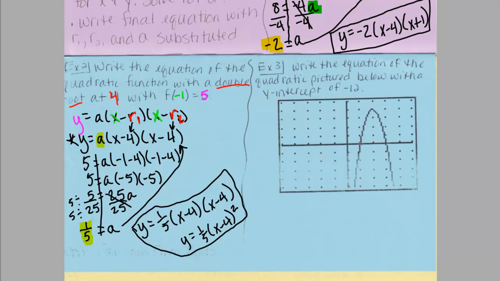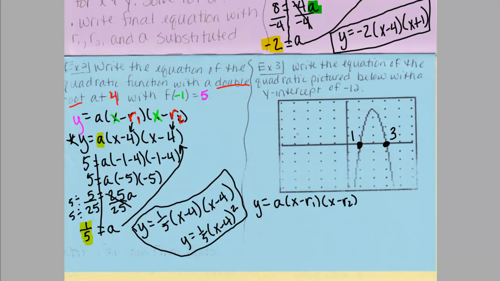Number 3, we have to look at the graph for our roots. This root is 1, this root is 3. So let's color code. Y is equal to A, X minus R1, and X minus R2. Remember, R stands for roots, root 1 and root 2.